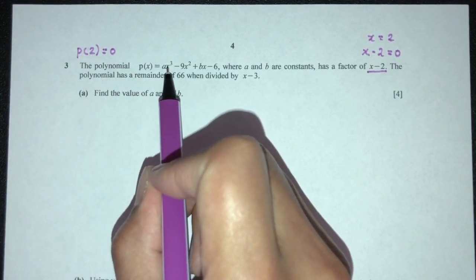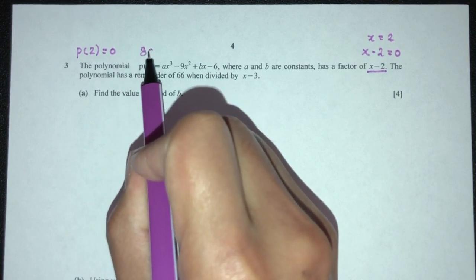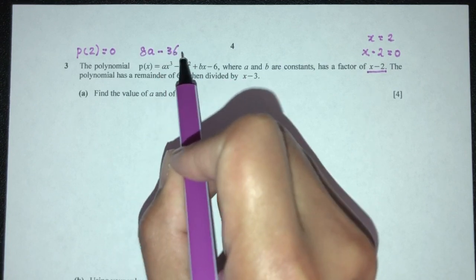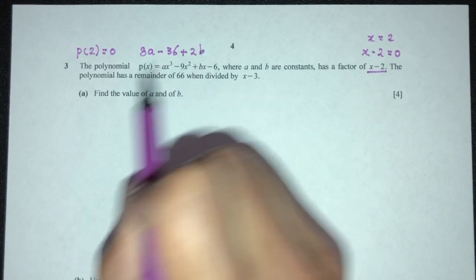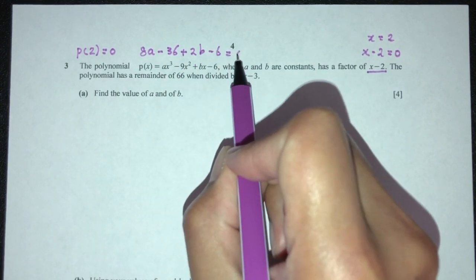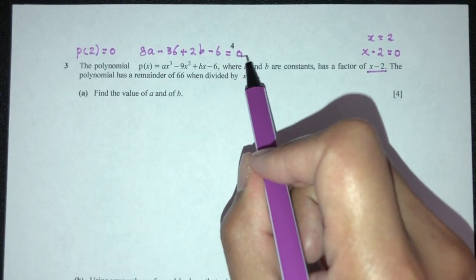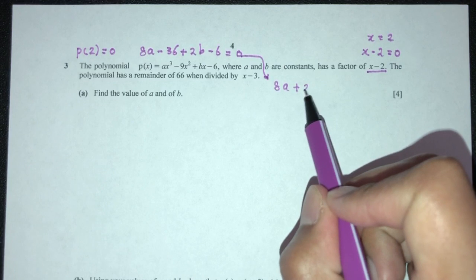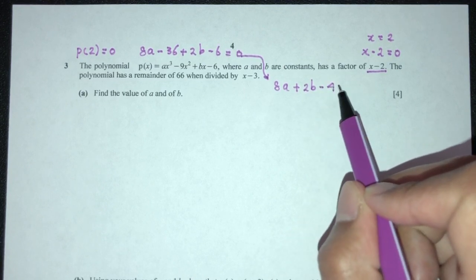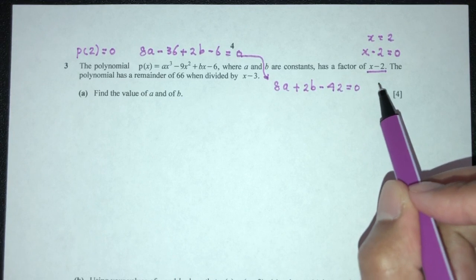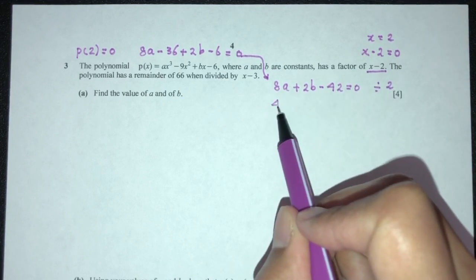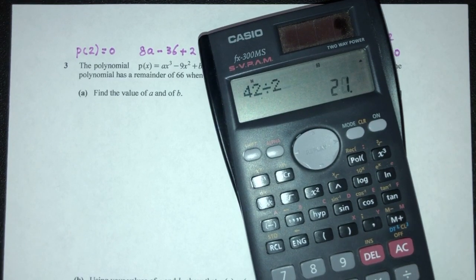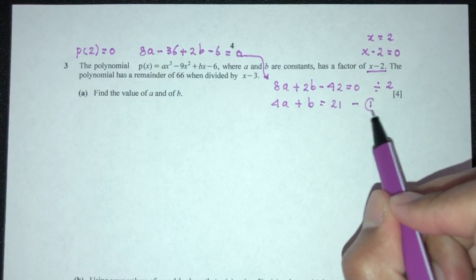Put x here as 2. You will have 8a. 9 times 4 will be minus 36 plus 2b minus 6, and that will have to be 0. So now we can form an equation from this. Let's continue here. So here we have 8a plus 2b minus 42 has to be 0. So let's divide by 2 everywhere because everything is even. That will be 4a plus b is equal to 21. So 42 divided by 2, that will be 21. So that will be my equation number 1.